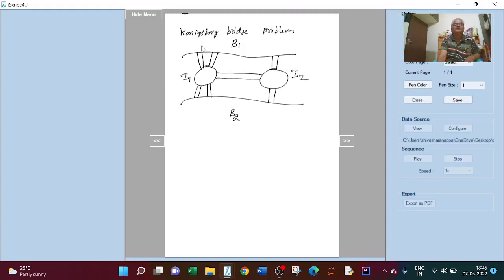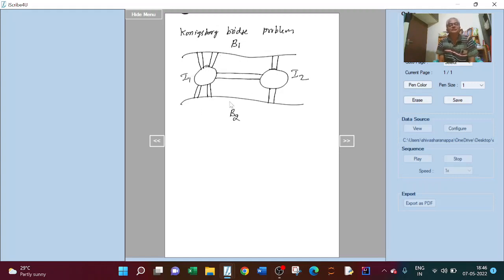That is, no repetition of bridges. I want to cross all the bridges without repetitions and come back to the same point where I started my journey. If I start from B1, I have to cross all those bridges once and only once, and I have to come back to the same point on B1. This is the Koenigsberg bridge problem.